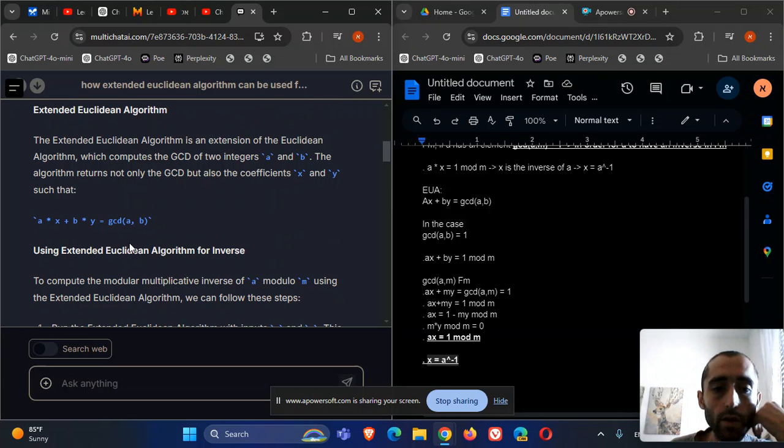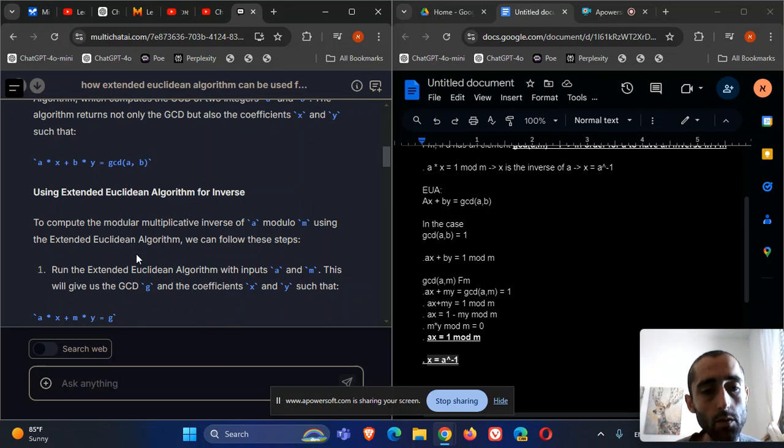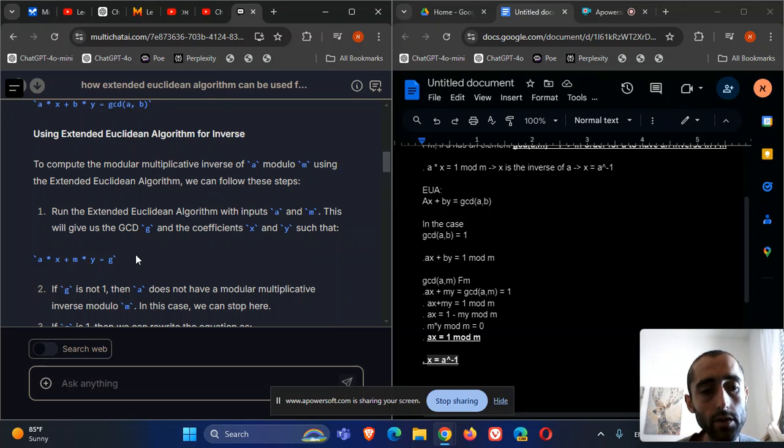Now we use the extended Euclidean algorithm. Remember that its result gives us that the GCD of A and B equals A times an integer plus B times an integer. Namely, the extended Euclidean algorithm gives me not just the GCD of the two numbers, but also which coefficients I should put for each number in order to get the GCD value. Now what we will do is run the extended Euclidean algorithm on A and M.